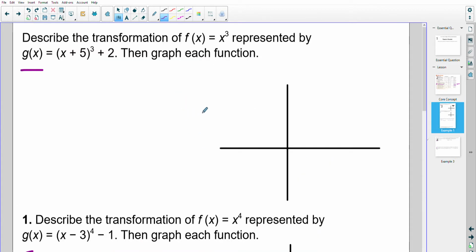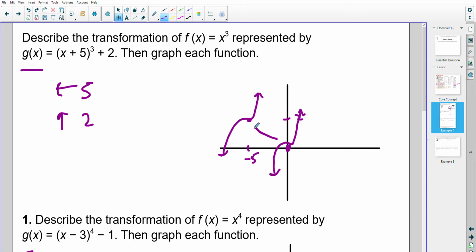All right, so what kind of problems can you have? Describe these two functions. So g of x, I'm going to go to the left 5 units, and I'm going to go up 2. So that means that 0, 0 point is now going to be -5, 2. And if you can show me something like this, that would indicate what that particular graph is going to shift to.